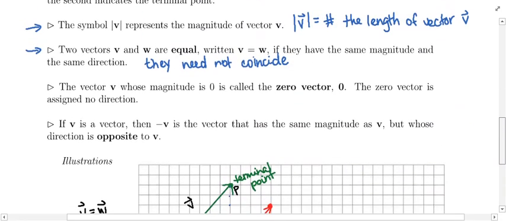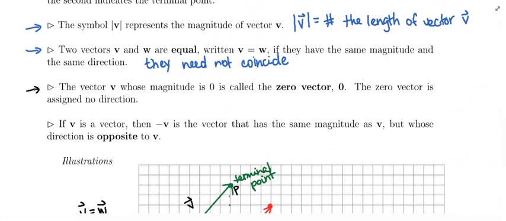What else do we have on here? Next bullet point, there's something called the 0 vector. The vector v whose magnitude is 0 is called the 0 vector, and this is how you indicate it. This is important.